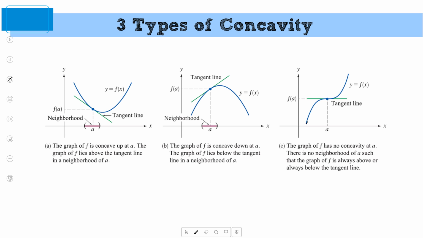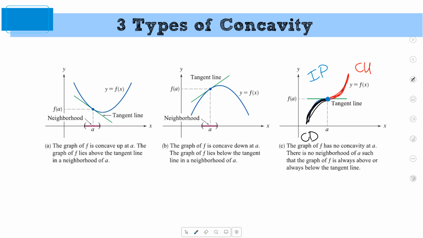And this guy gets a little weird. What's the concavity here in the black region? Up or down? Down. Concave down. What's the concavity in the red region? Concave up. That blue point right there is something special. It's where the concavity changes. That is called an inflection point.